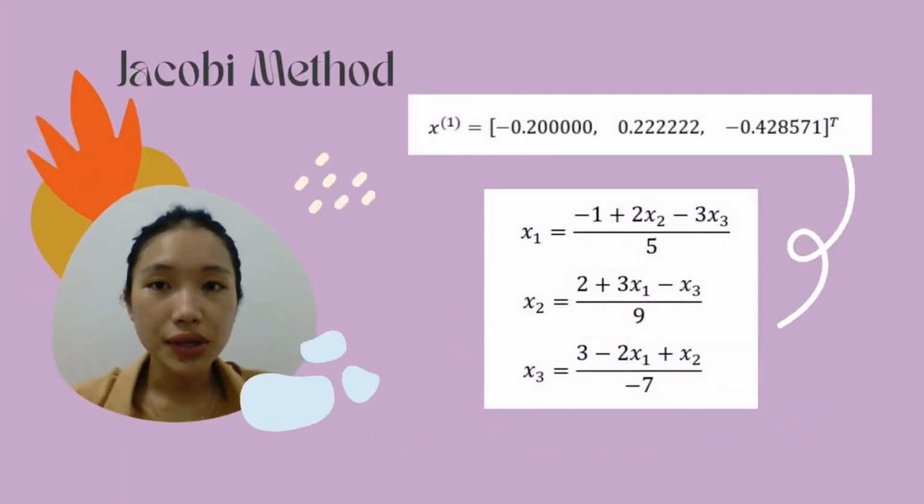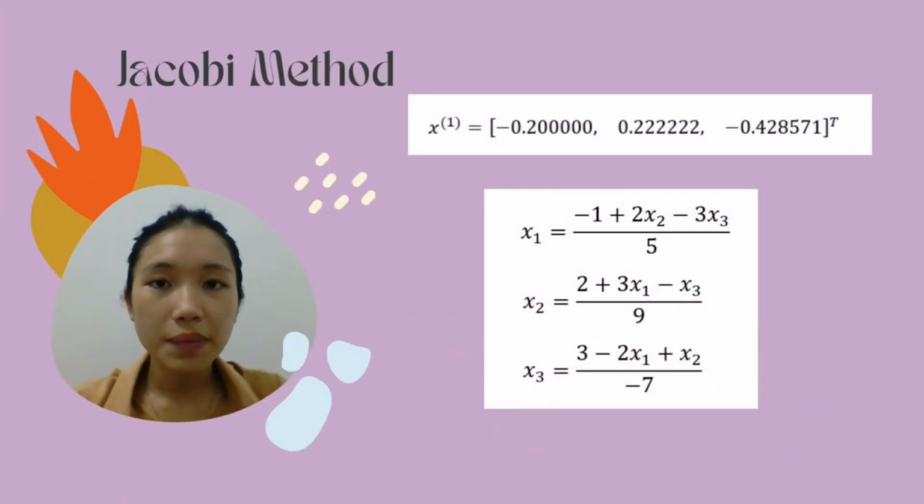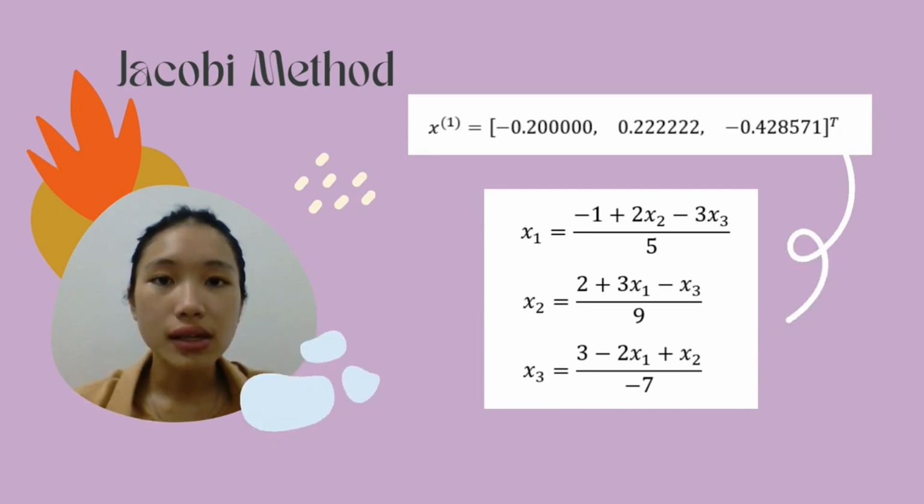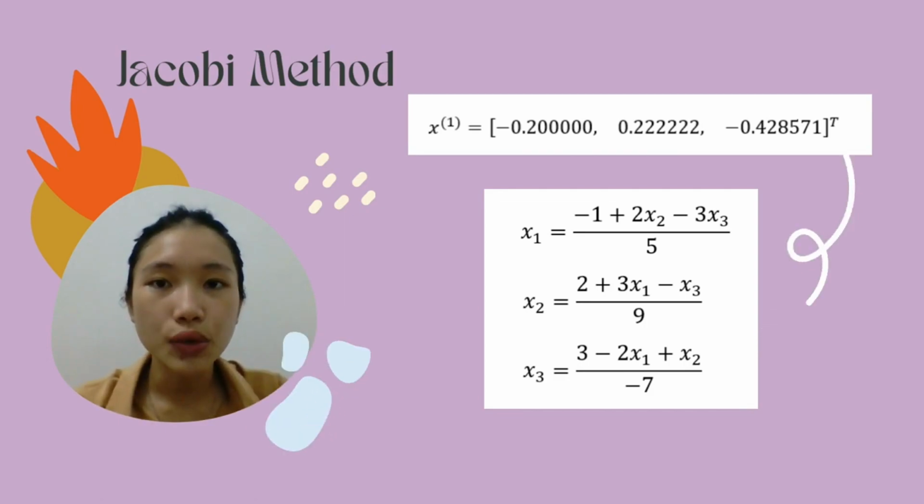After we find the first iteratives, we find the value of the second iteratives by substituting the first iteratives into the equations of x1, x2, and x3 from just now. Then, we repeat the steps to find the third, fourth, and other iteratives until the system converges.